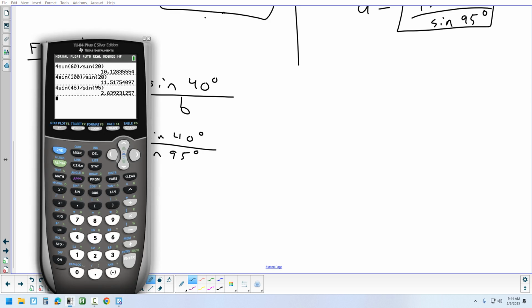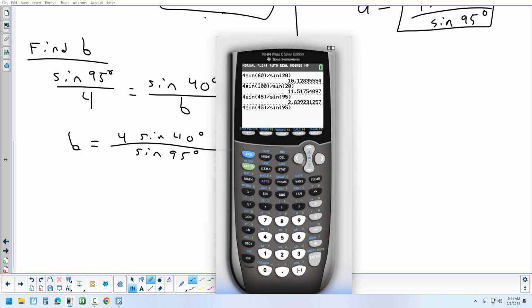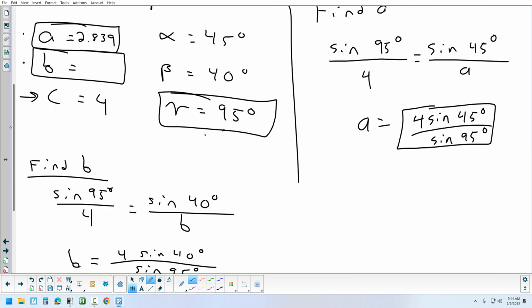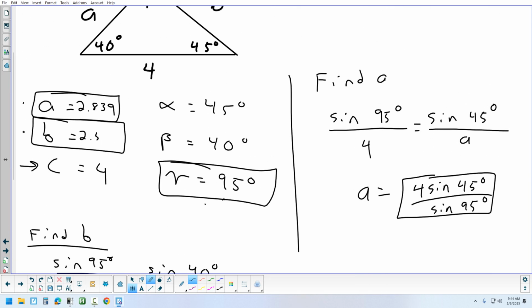Okay, let's type that in. Since I'm just changing one number, I can just press second enter, bring up the last thing I typed in, and just go over to 45 and make that a 40. Okay, so 2.581. All right, so both cases where I start you off with two angles and a side, they're both pretty similar. Any questions on those two?